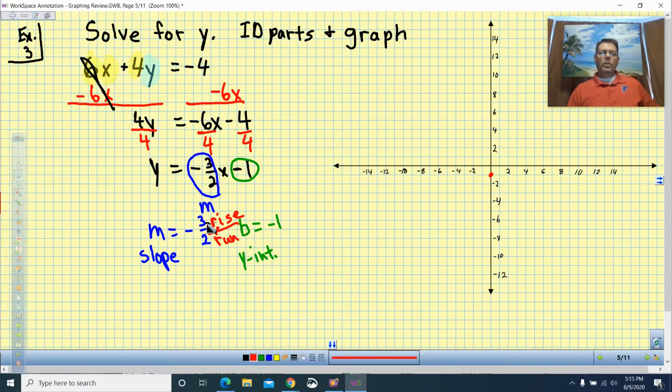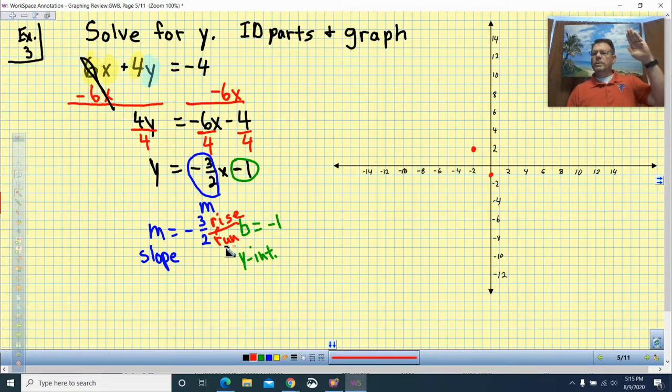So what I always like to do is always rise and then run left or right. Always rise, then run left or right, according to what the sign is. So I'm going to go up 3, 1, 2, 3, and then I'm going to run to the right or to the left. To the left. Okay. Now let's think about what we've done here.